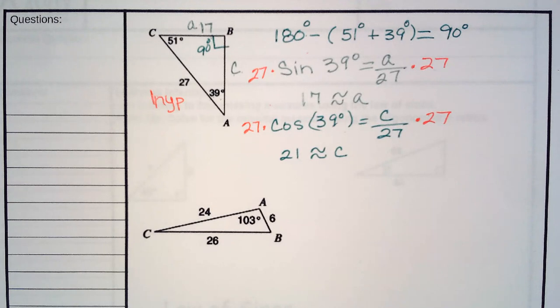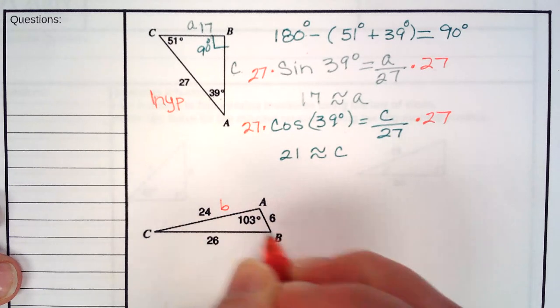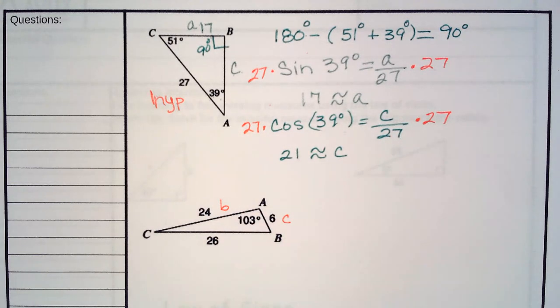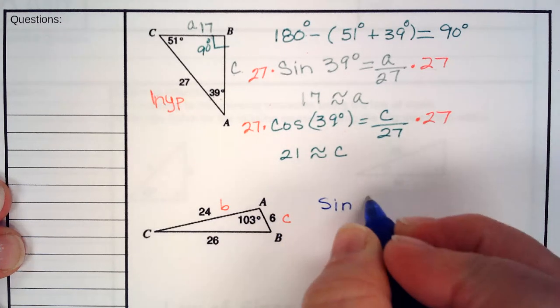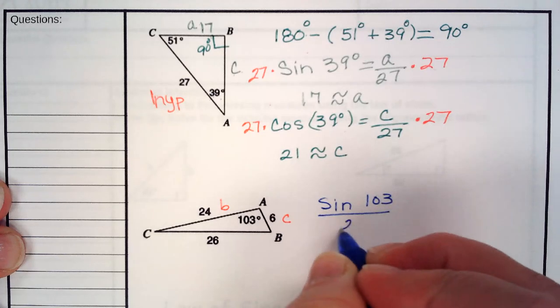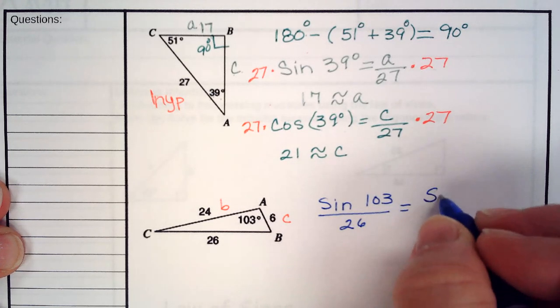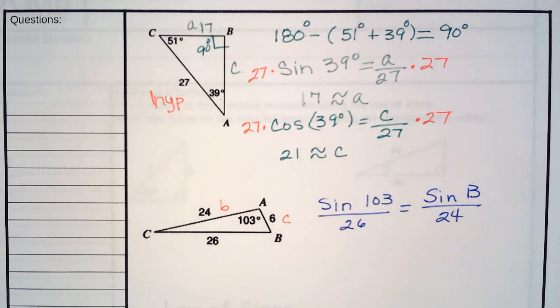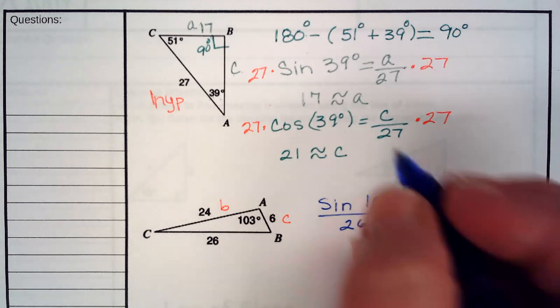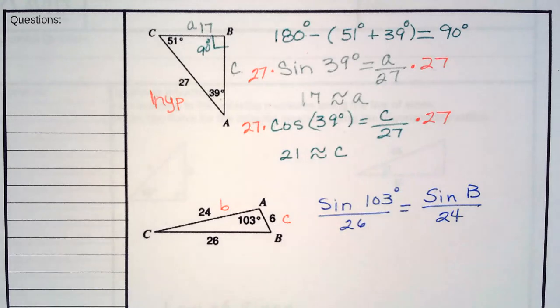Can we find that third angle with the triangle sum theorem? No. So we're looking for angle B and we're looking for angle C. This would be side B and this would be side C. We still set it up the same way with those fractions. So the sine of 103 over 26 is equal to the sine of B over 24. Which one's going to be bigger? Well, we will see.